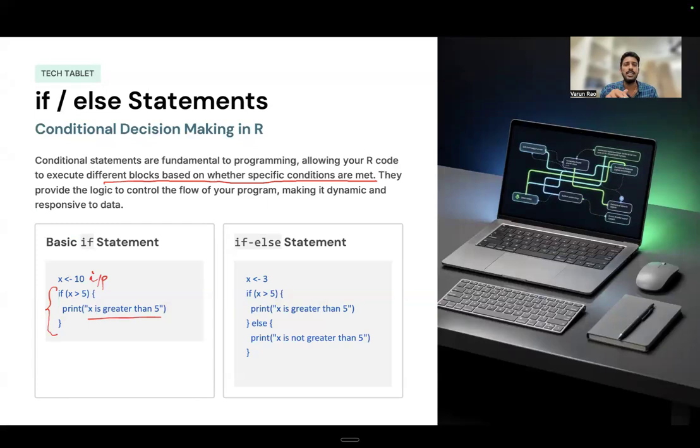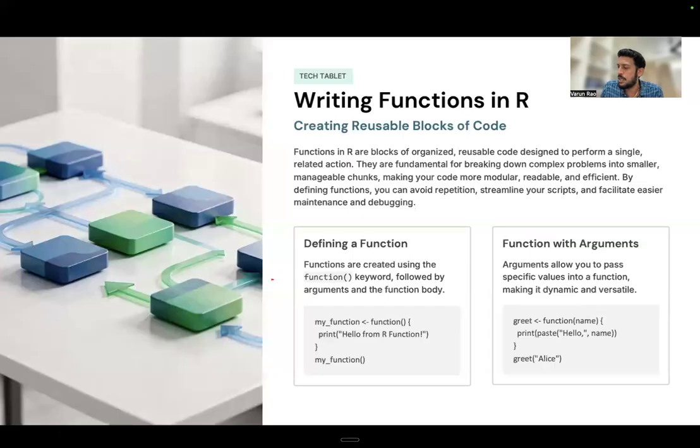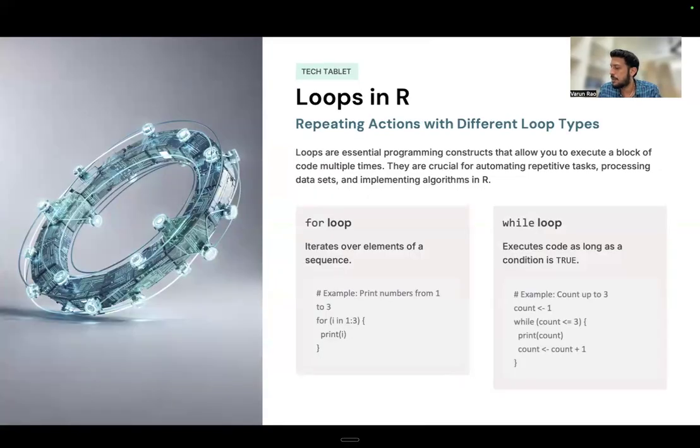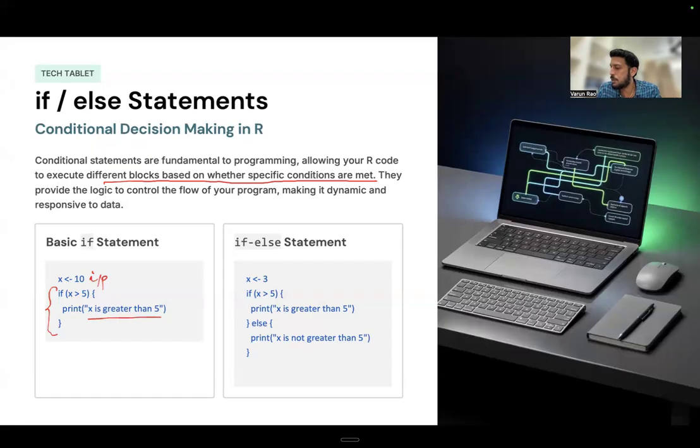Then we have something called if else. If else is used when there are two conditions, like when I have a male and I have a female. In that case, you would be using if else. Here you can see I'm working on very similar logic. I'm considering an input with the number 3, and then giving a logic: if the value of x is greater than 5, then print that x is greater than 5. Else it would print that the value is not greater than 5.